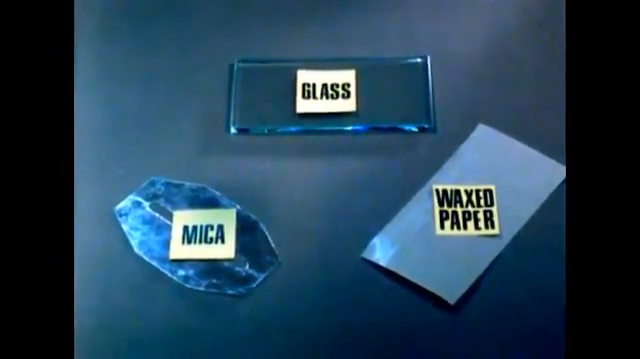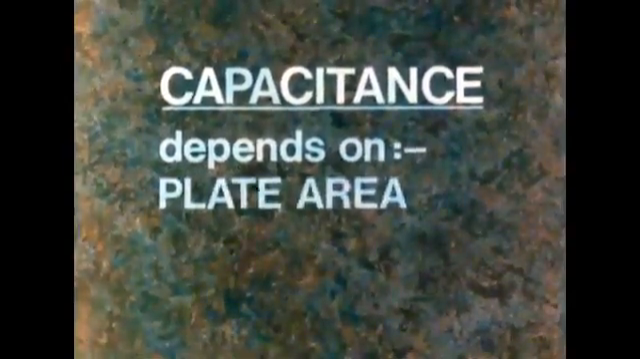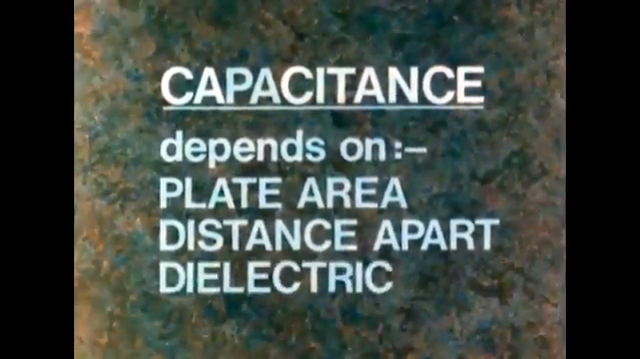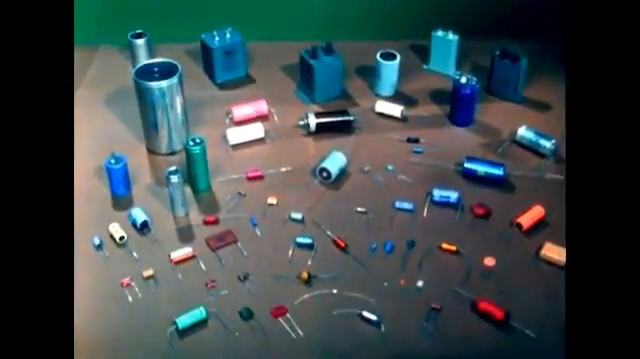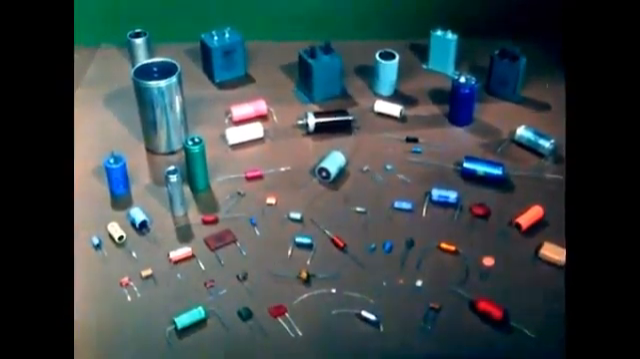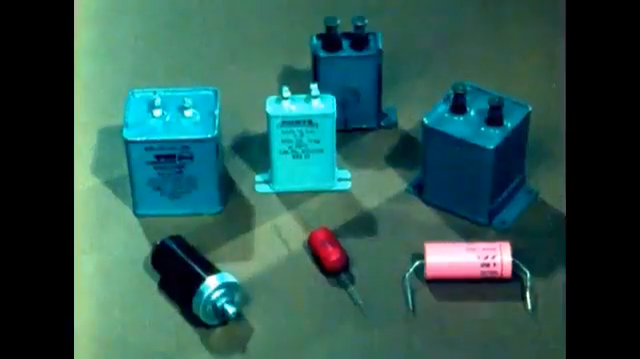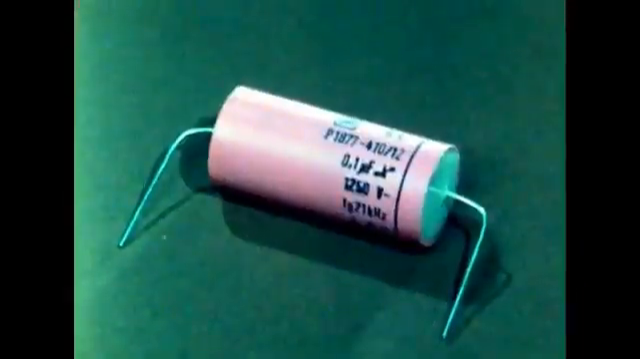So the ability of a capacitor to store charge, its capacitance, depends on the area of the plates, the distance they're apart, and the dielectric between them. There are many types of capacitors and a wide variety of shapes, sizes, and capacitances. But those met with are usually of two types, the paper capacitors and the electrolytic capacitors. Paper capacitors take their name from the material of the dielectric.